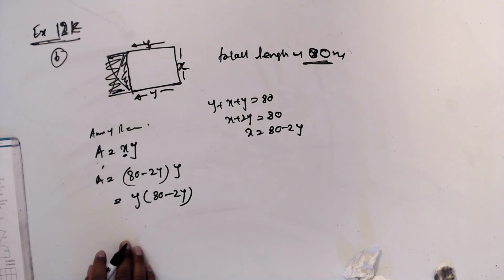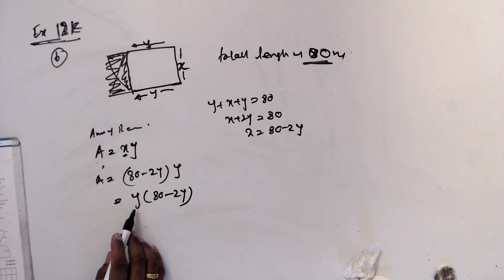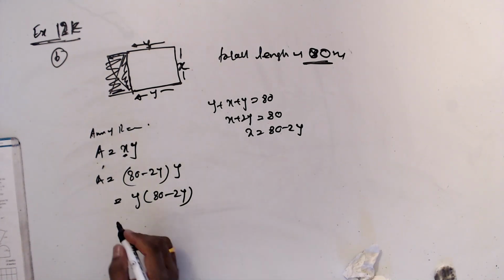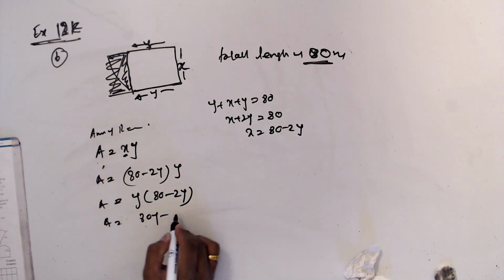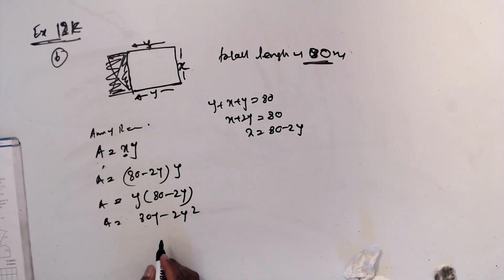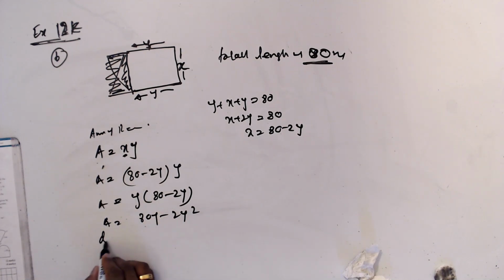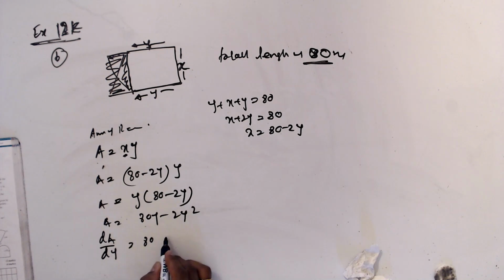So it means the rate of change of area with respect to this length is 0. So A equals 80y minus 2y squared. To get the max, we'll find dA over dy, which is 80 minus 4y.